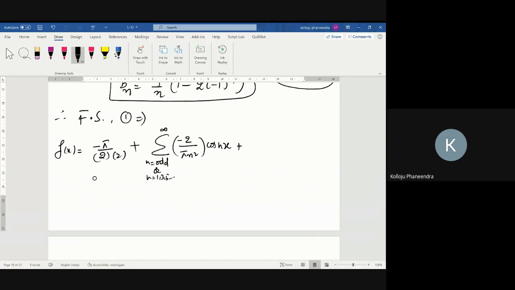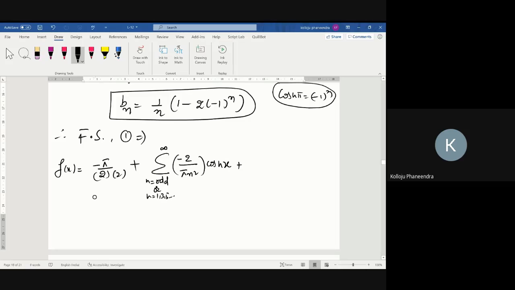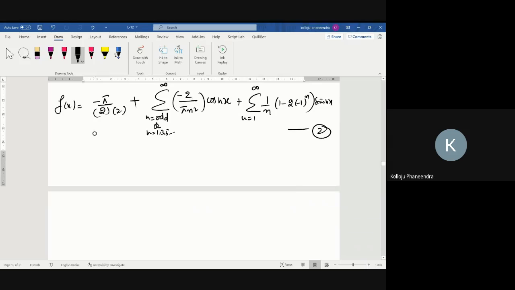Okay, plus, coming to this one, bn sigma, this is n is 1 to infinity, no even, no odd: 1 by n, 1 minus 2 into minus 1 whole power n into sine nx. This is equation 2, the Fourier series formula completely. So let me write it, and I have to deduce something now. What is that?